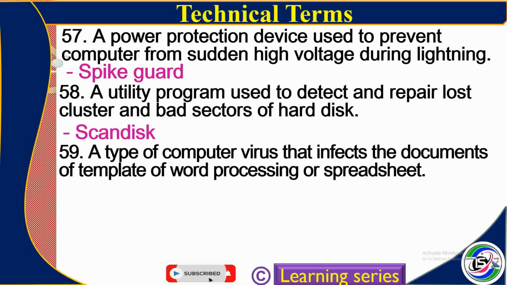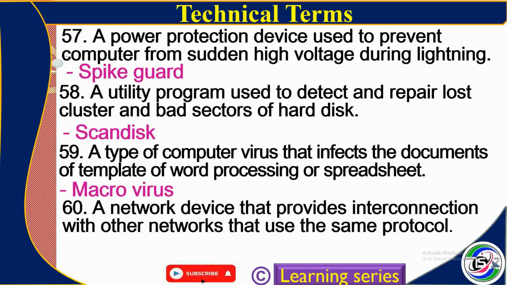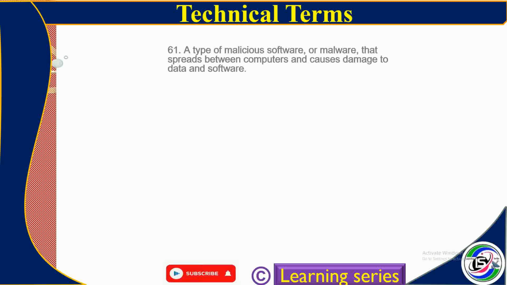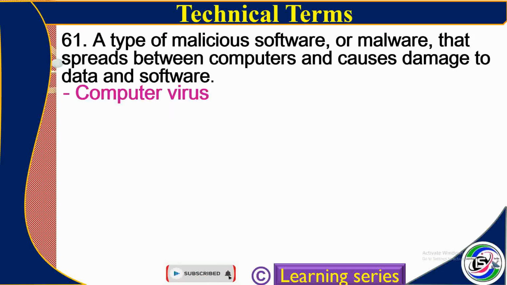59. A type of computer virus that infects the documents or template of word processing or spreadsheet. Macrovirus. 60. A network device that provides interconnection with other networks that use the same protocol. Bridge. 61. A type of malicious software or malware that spreads between computers and causes damage to data and software. Computer virus.